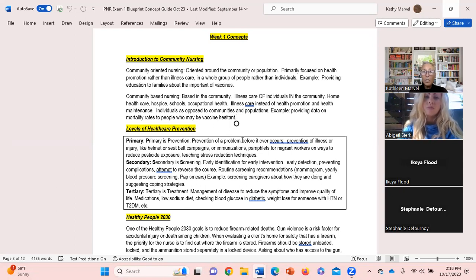Where if you're working as a community-oriented nurse, that's often synonymous with public health nurse, right? You're working with the whole community, the whole population. You're trying to be focused on health promotion rather than illness care.